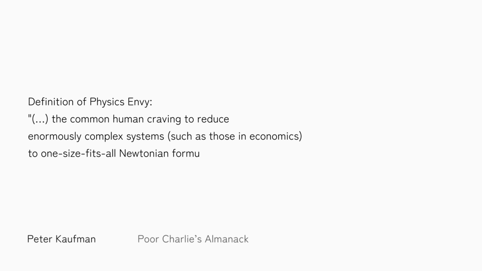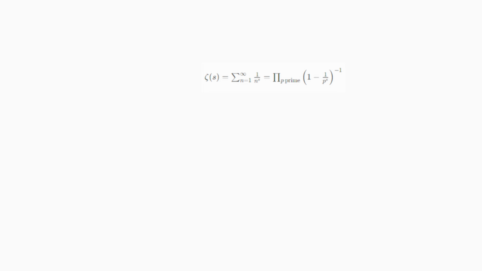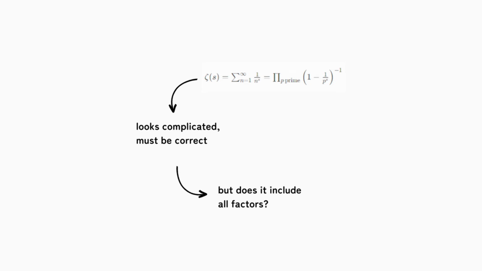Definition of physics envy: the common human craving to reduce enormously complex systems, such as those in economics, to one-size-fits-all Newtonian formulas. It looks always convincing when some theories are proven with complex mathematical formulas, and the layman, like me, thinks this makes it all more trustworthy. But in the end, what in fields like economics often happens, it is just a simplification, or rather an oversimplification, which often doesn't include all factors.